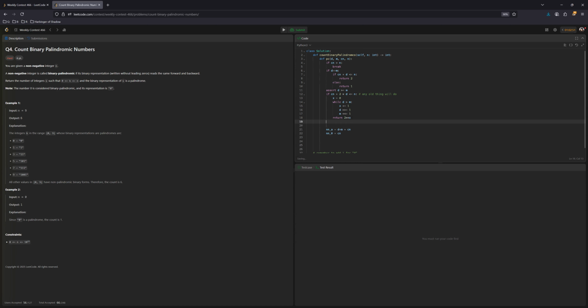So, current count equals PC of d divided by 2, comma, m times 2, comma, current number, and n, right? And then, yeah, not break, return 0.